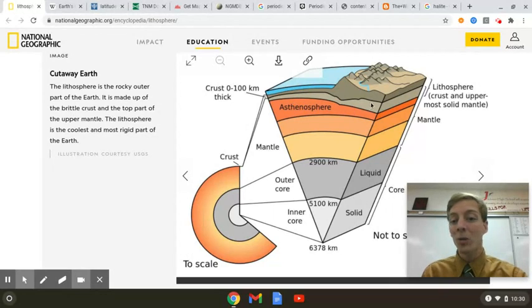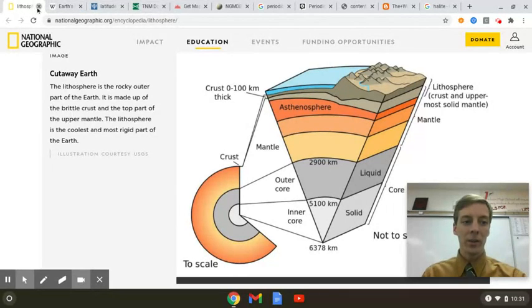So this is mantle, this is crust. These two are in the lithosphere, and this is then the asthenosphere. All right? So all of this is in the mantle, here, here, here, here. But this is the lithosphere. So the lithosphere crosses over between the crust and the mantle. It's got a little bit of both in it.